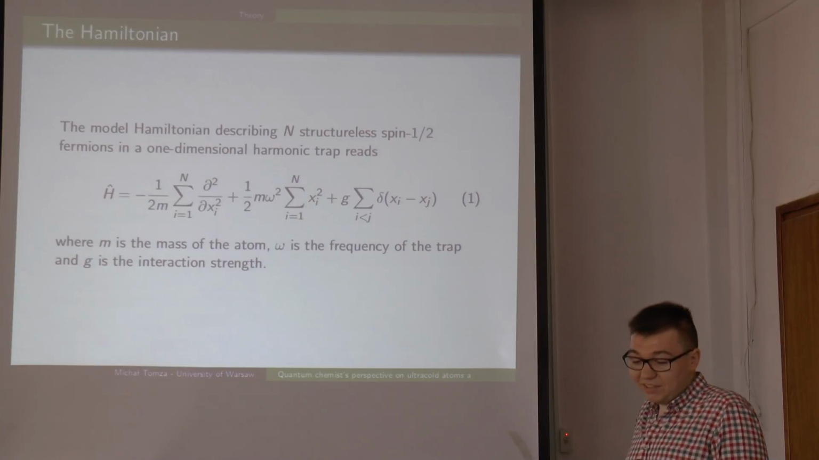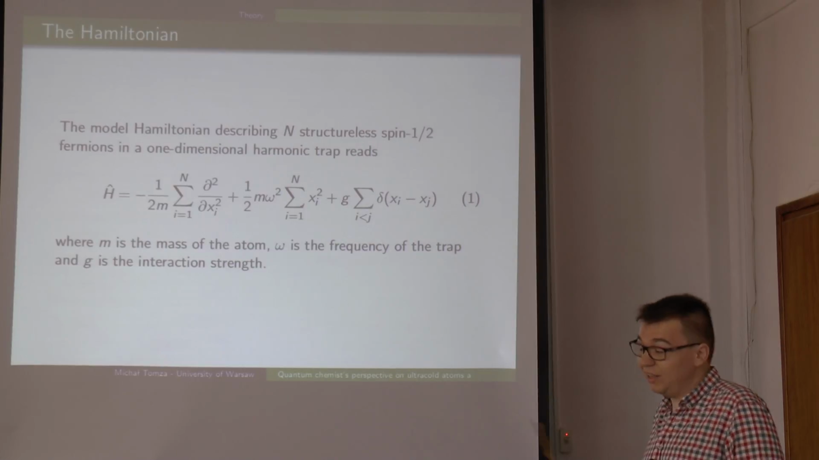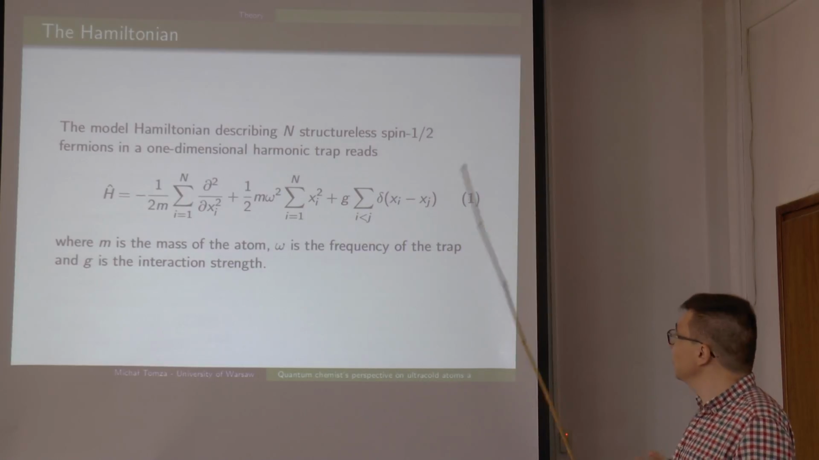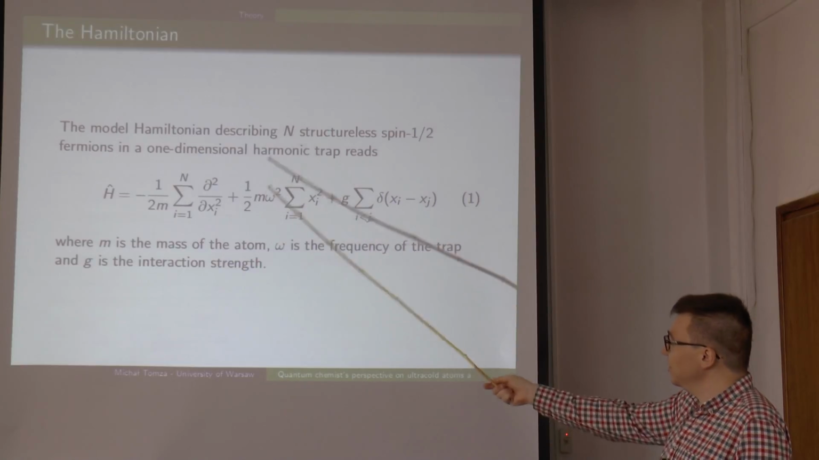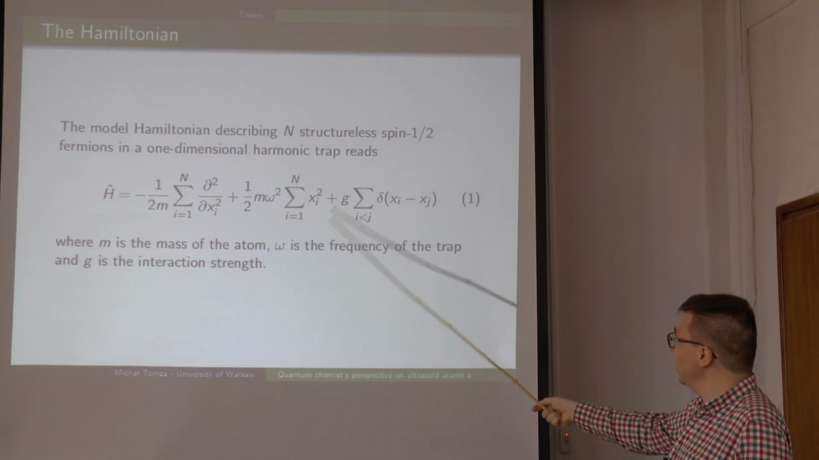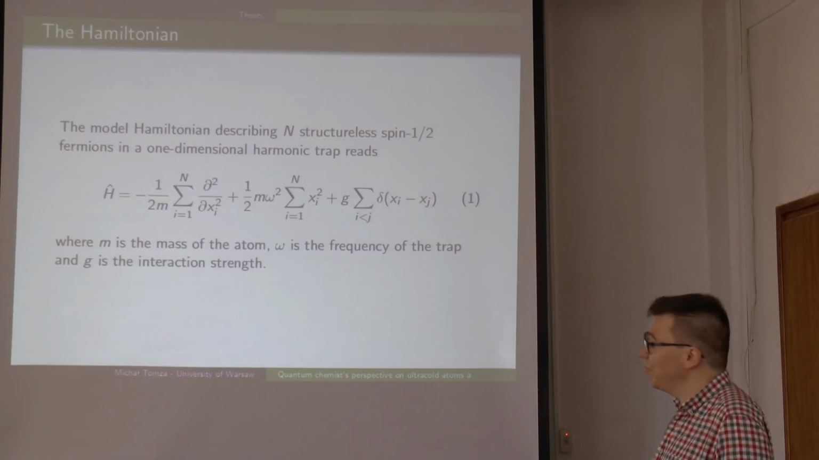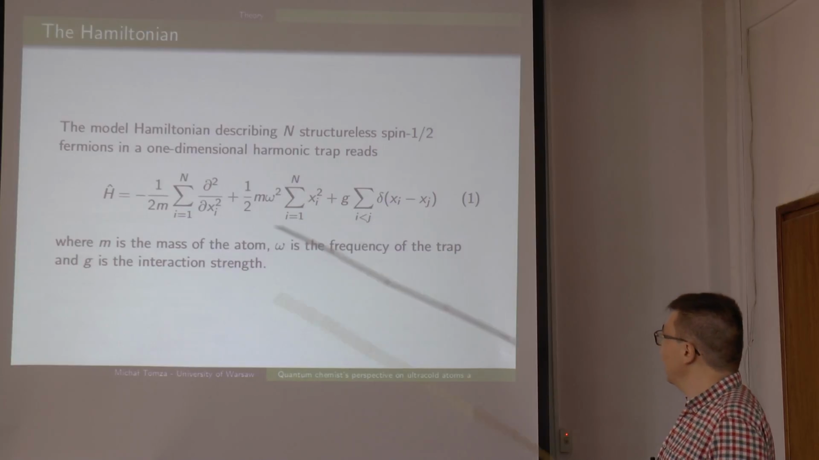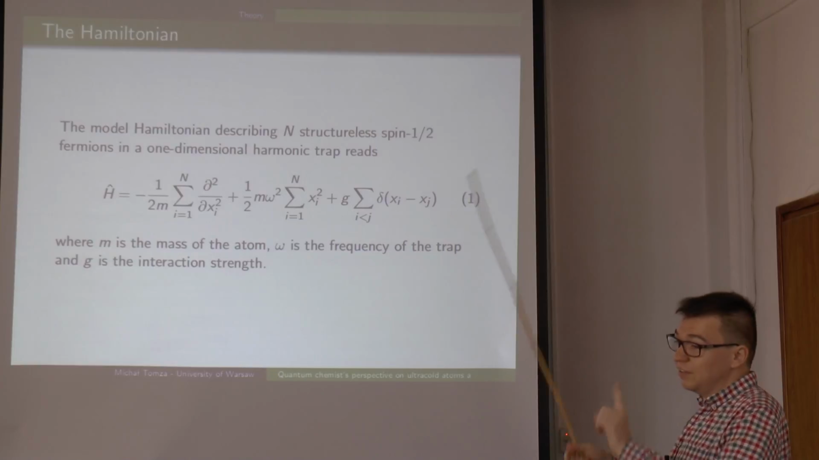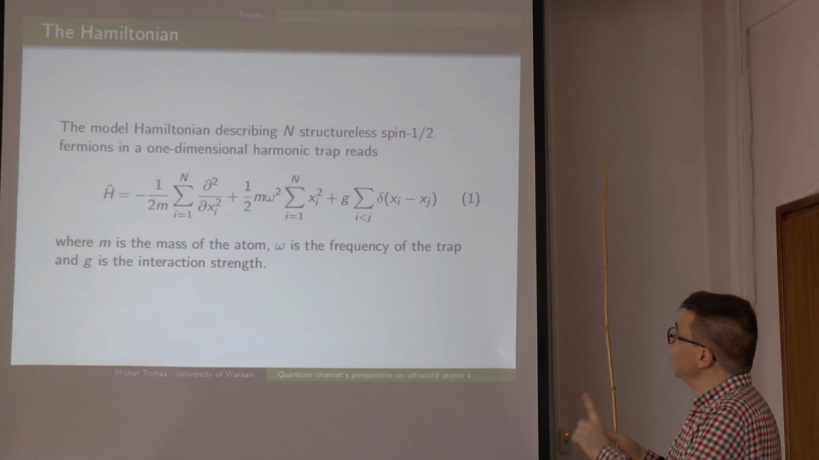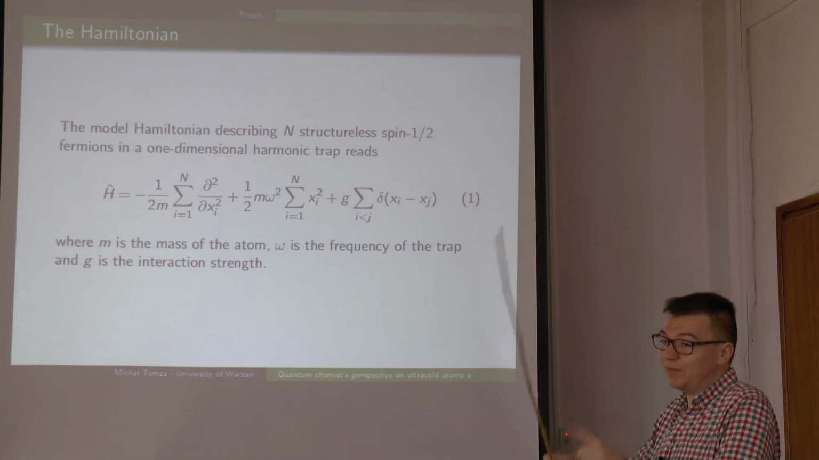Okay, so let's start from the Hamiltonian. The Hamiltonian for our Fermi atoms in the trap, structureless spin 1/2 fermions in a one-dimensional harmonic trap, is like this. There is a kinetic term, the trapping potential, plus the interaction that we assume is given by the contact interaction with some coefficient G. And this contact interaction is only for different fermions. So in fact, for fermions up or down, this interaction is only between fermions up and down.